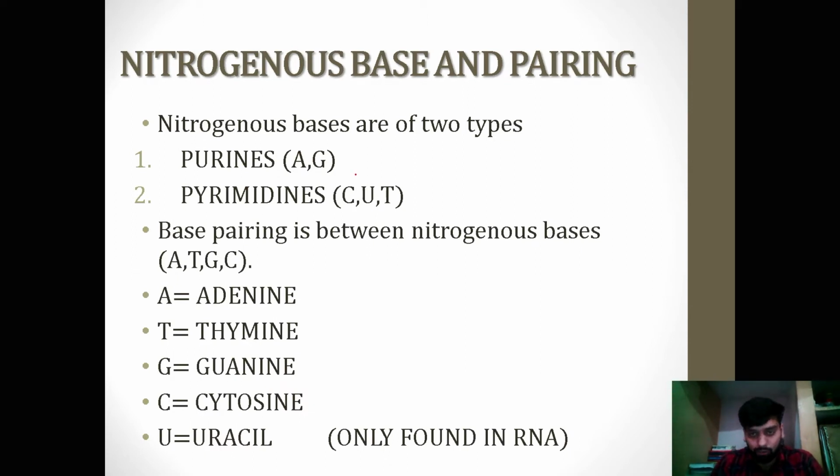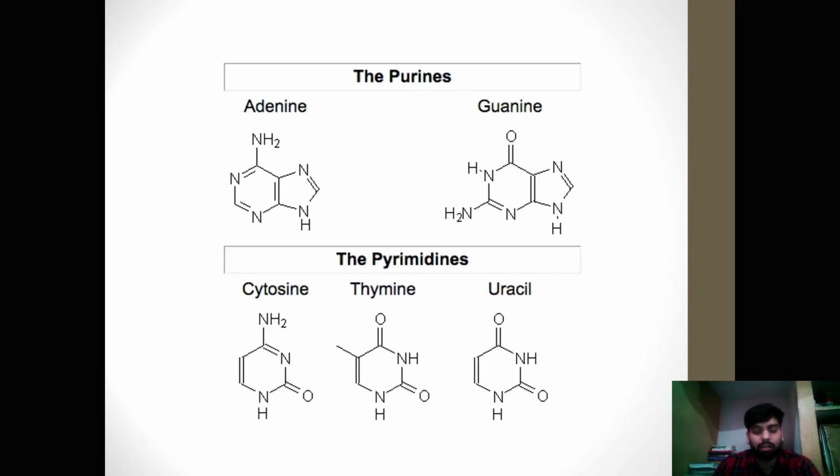Now nitrogenous bases are of two types, that is purines and pyrimidines. Purines are basically double ring structures and are composed of adenine and guanine. Pyrimidines are cytosine, uracil and thymine. Base pairing always occurs between purines and pyrimidines. That is known as the Chargaff rule.